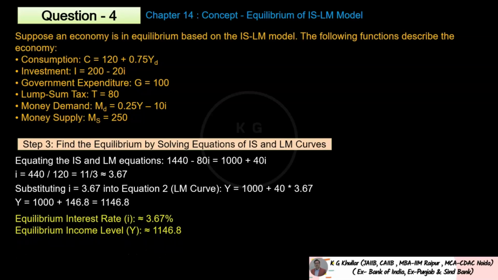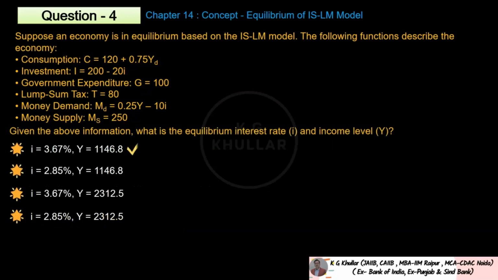Next, let's substitute the value of i equals 3.67 into any of these equations. Let's do it in the equation of the LM curve. That is y equals 1000 plus 40 multiplied by 3.67, which gives y equals 1146.8. So friends, we get the equilibrium interest rate i as 3.67% and the equilibrium income level Y as 1146.8. Thus the correct option for the given question is option C.